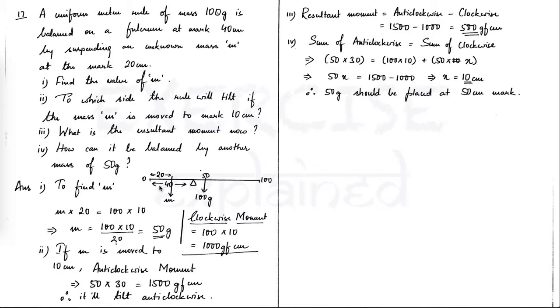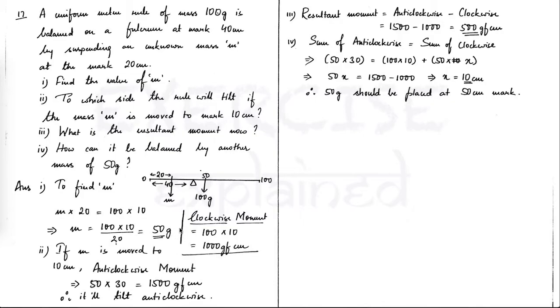So if it is moved to 10 centimeter, this was at 40 centimeter. So 40 minus 10 gives me 30. So we take it as 30, and mass is 50 grams. So I write it as 50 into 30, because m is shifted to the left side. So the distance from the fulcrum happens to be 40 minus 10, that happens to be 30. So we get 1500 gram per centimeter.